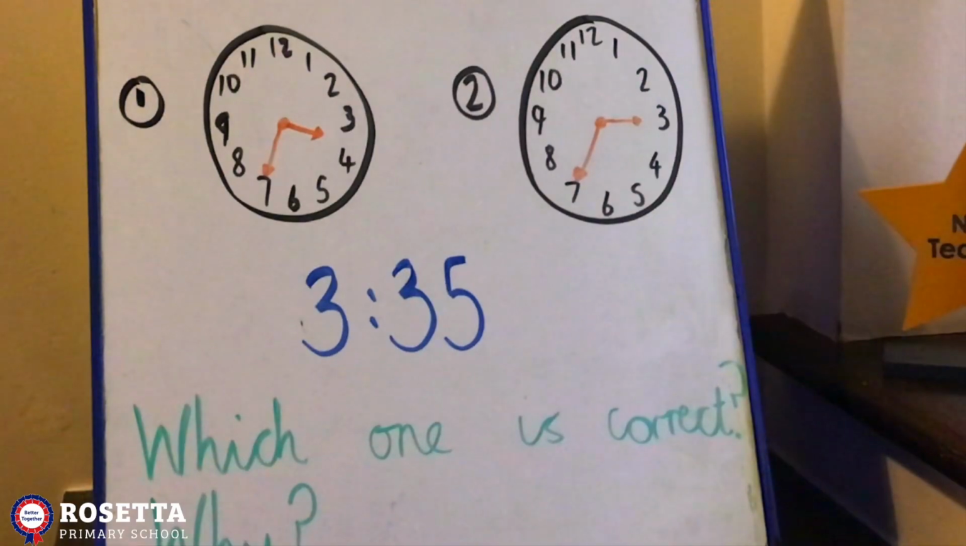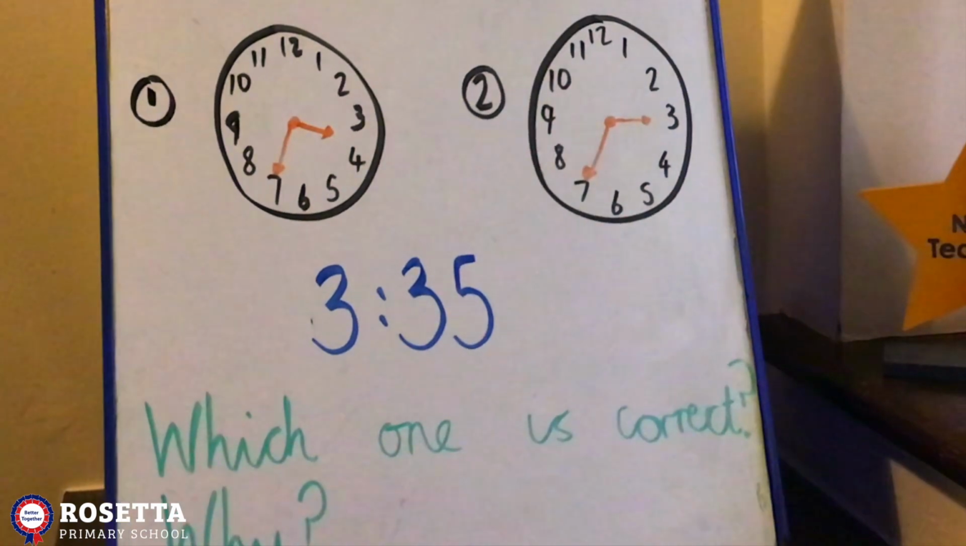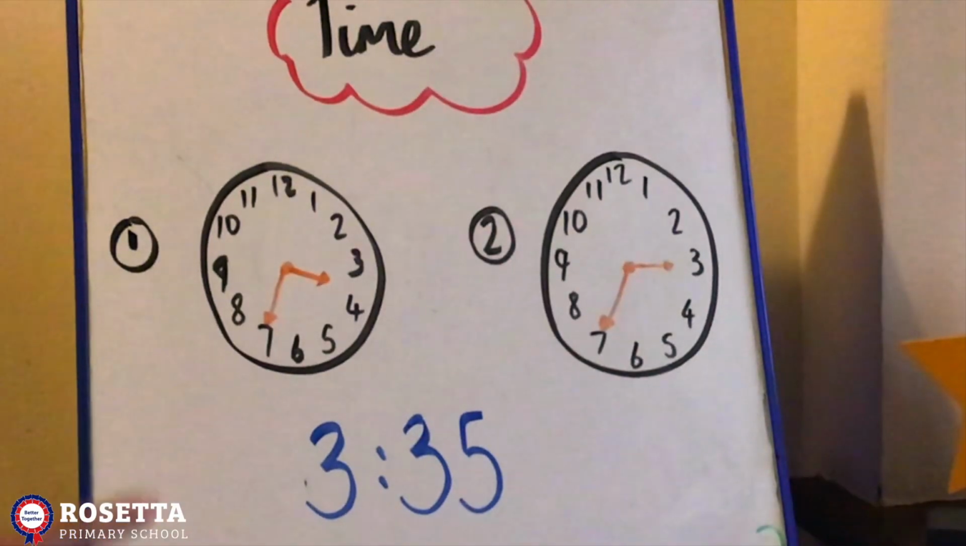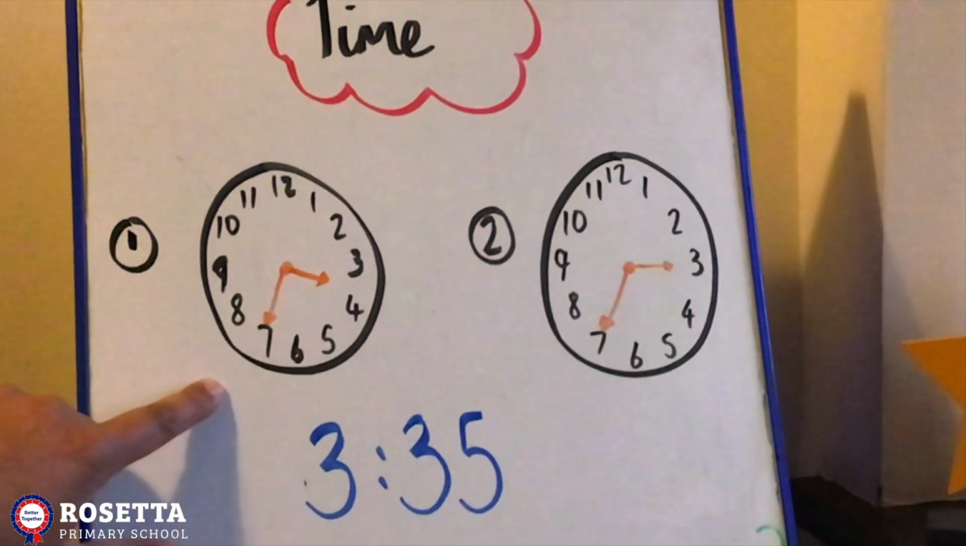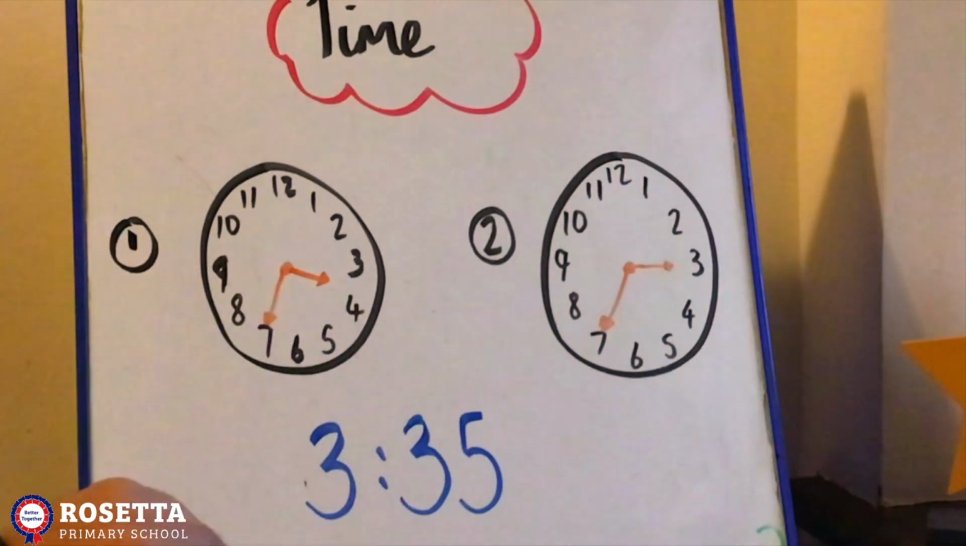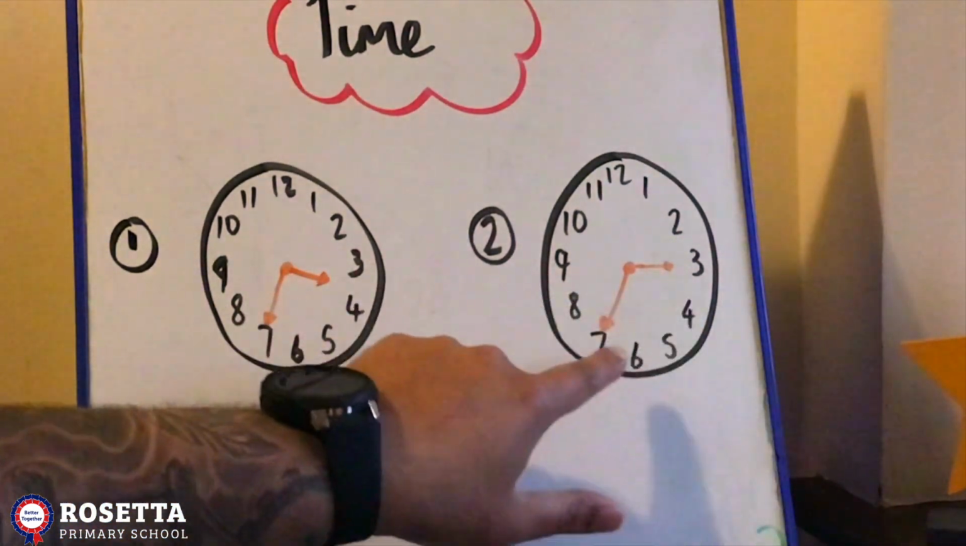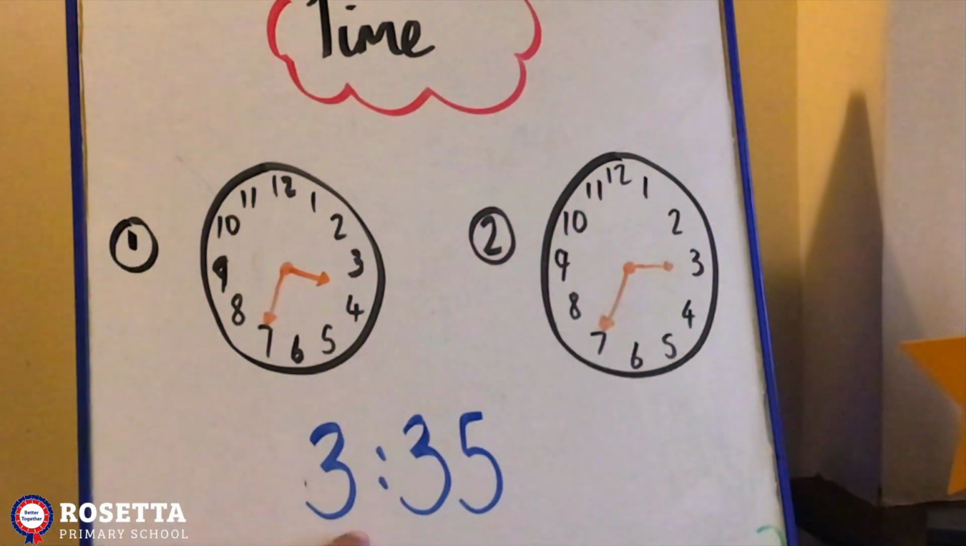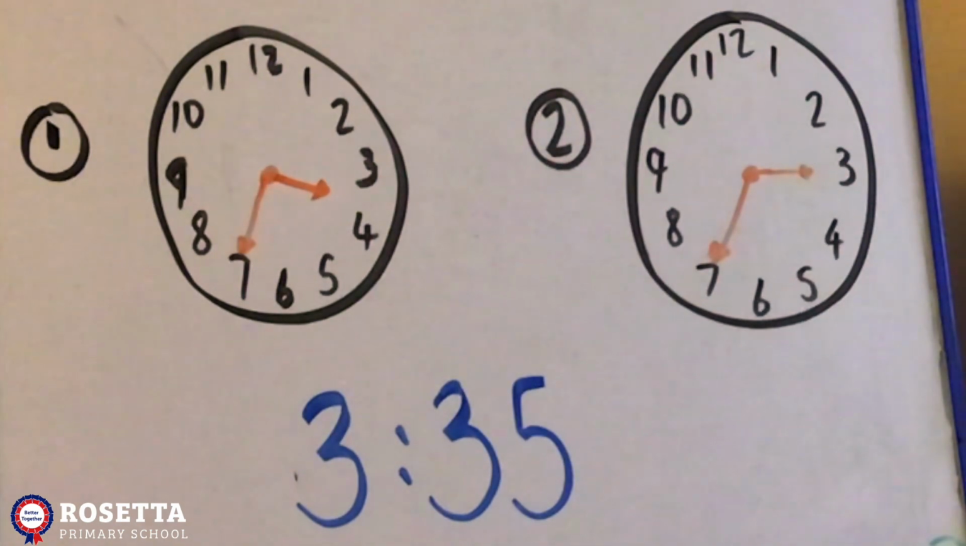Okay, right, it is time for your final challenge. We've got a clock here. The hour hand is here and the minute hand is here. The hour hand is here and the minute hand is here. I want the clock to show 3:35. Which clock is correct and why?